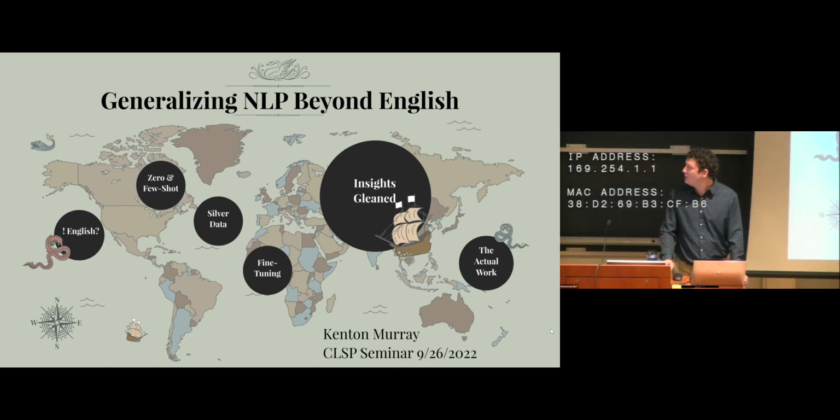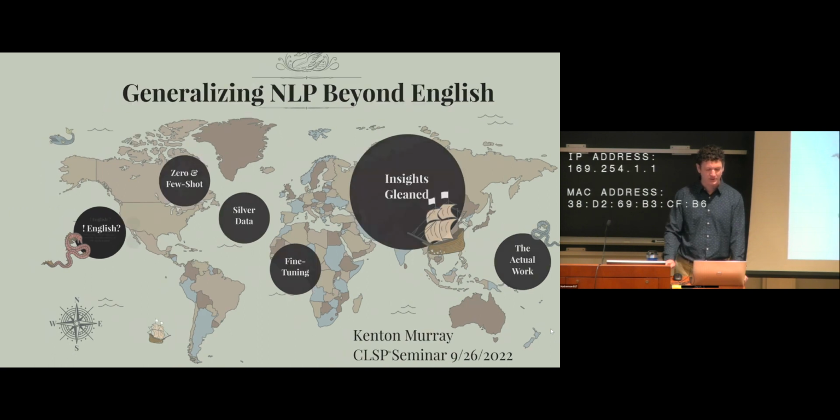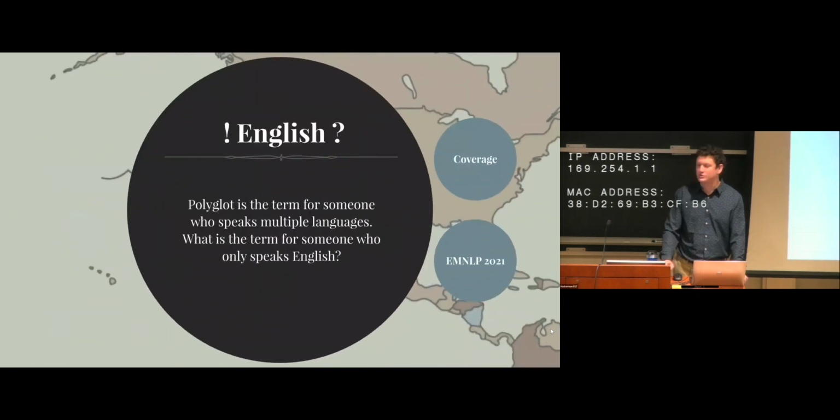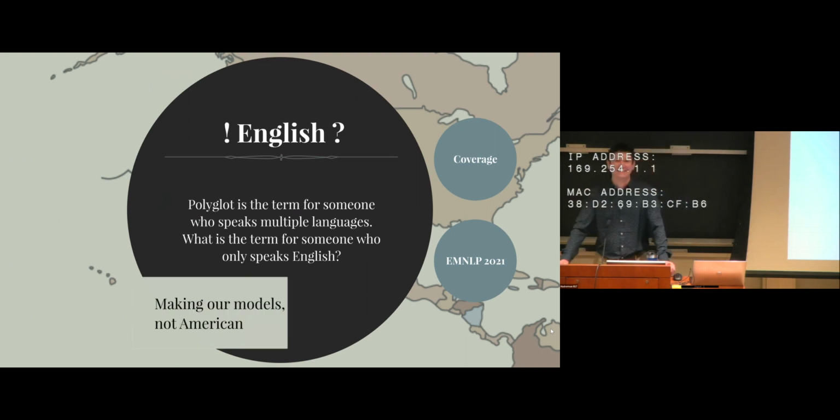The talk today is lessons learned from generalizing natural language processing beyond English. Basically, not English, question mark. So I'm sure most of you have heard the term polyglot, which is a term for someone who speaks multiple languages. Does anyone know what the term is for someone who speaks only English? Yeah, exactly. American. So the whole goal of this talk is to make our models not be Americans.